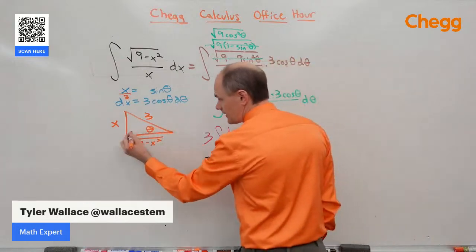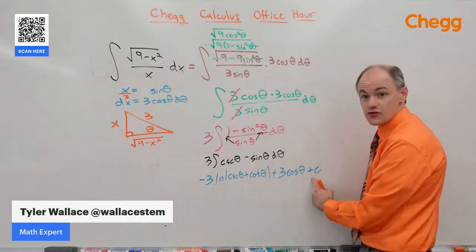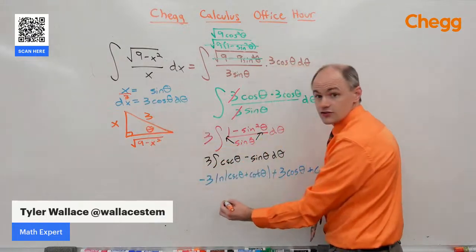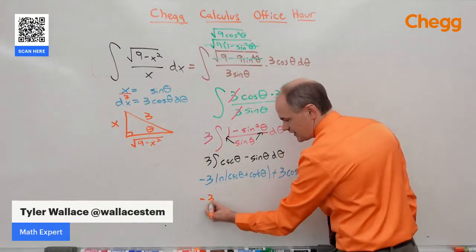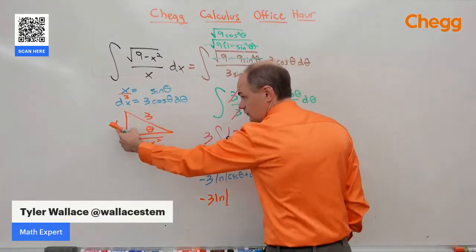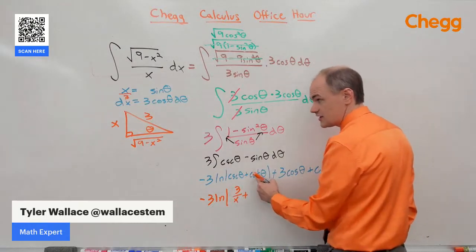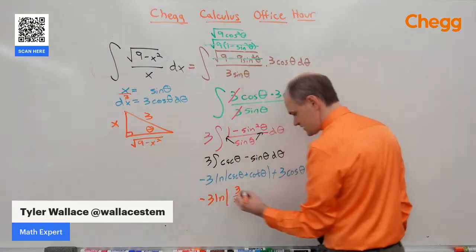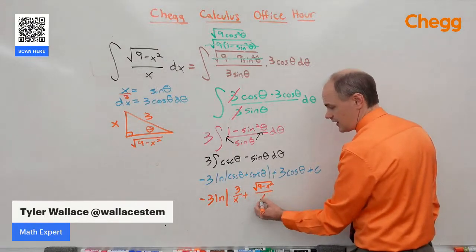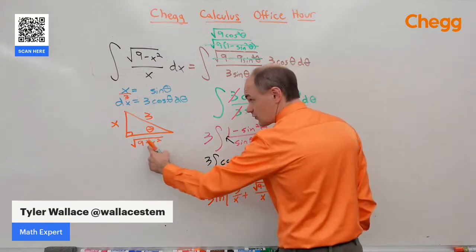So we've got our triangle. We're just going to plug into here and evaluate each of these trig ratios using this triangle. So do I still have room on the screen? I do. We've got negative 3 natural log of cosecant, which is hypotenuse over opposite, 3 over x, plus cotangent, which is adjacent over opposite. That's the square root of 9 minus x squared over x, plus 3 cosine, that's the square root over 3.